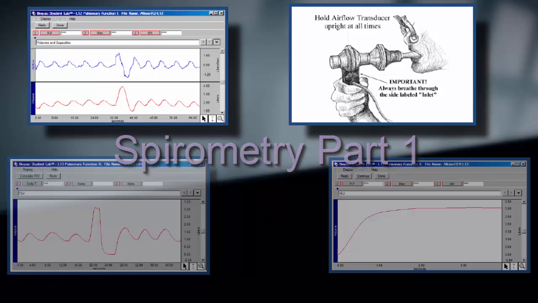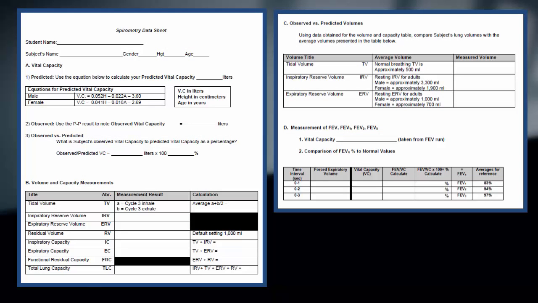Hi guys, in this video I would like to go over some basic information that you will need to understand our spirometry laboratory exercise. Spirometry is a commonly used diagnostic tool for the diagnosis of pulmonary conditions that can affect a patient's breathing capacity. In our exercise you'll be running two different tests.